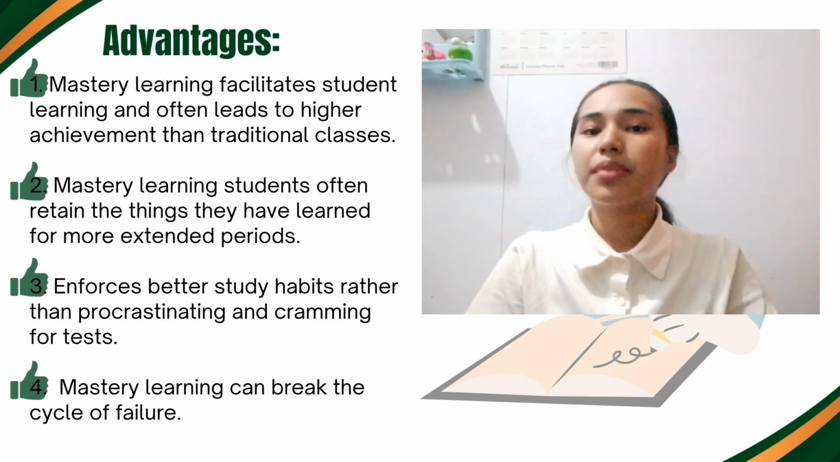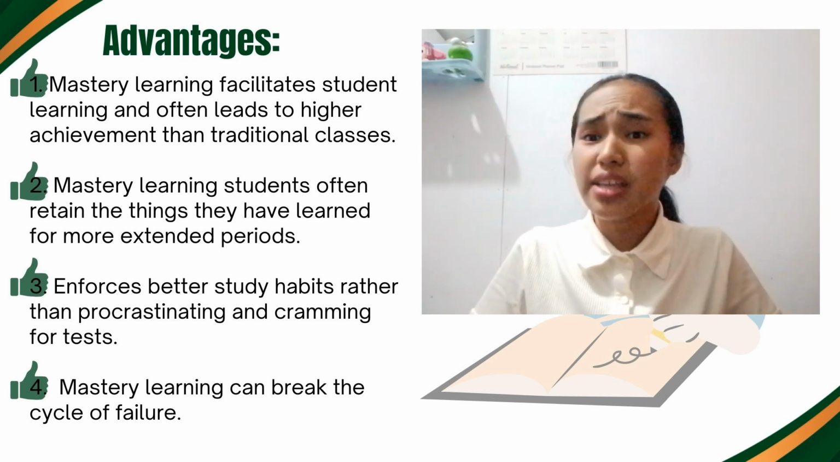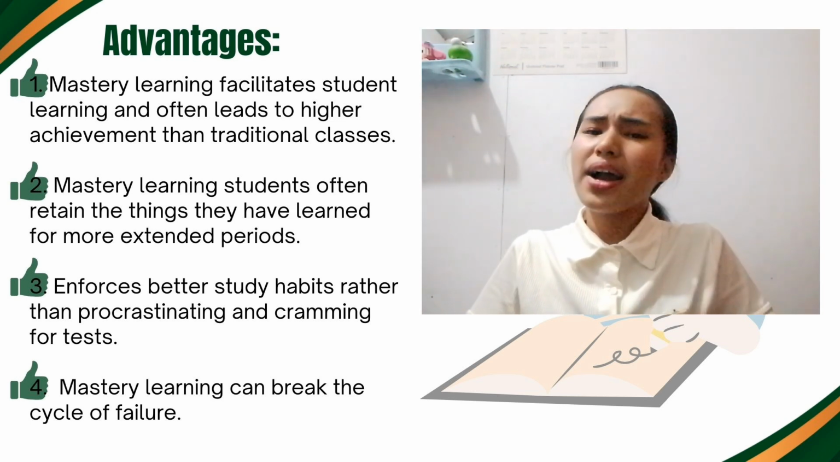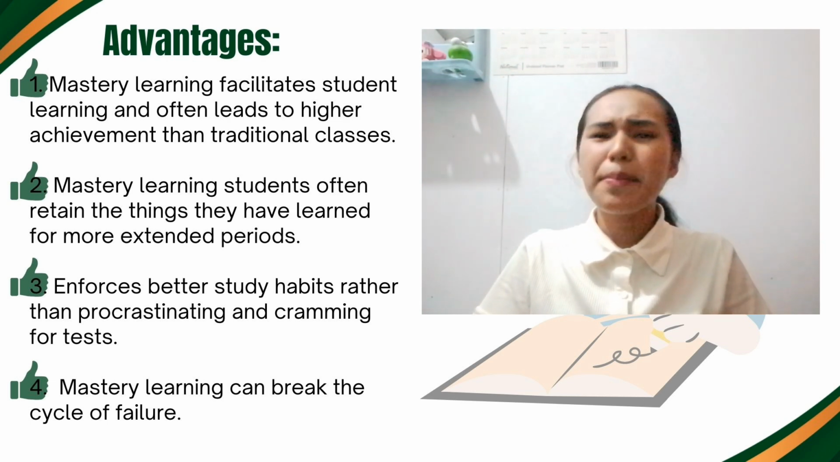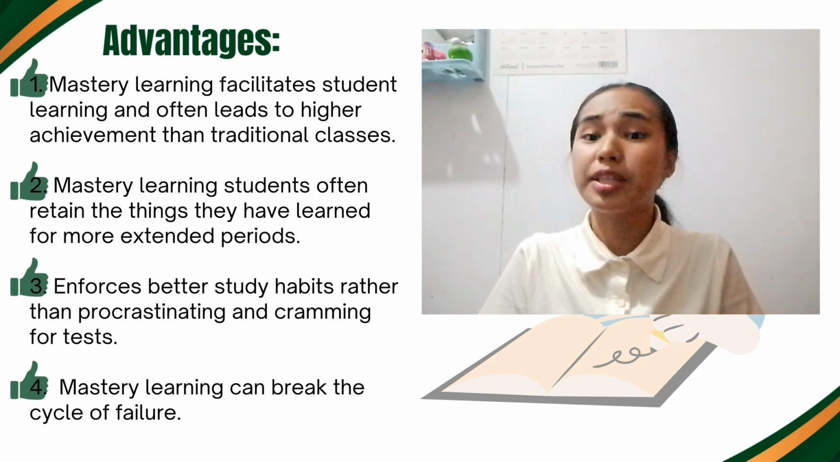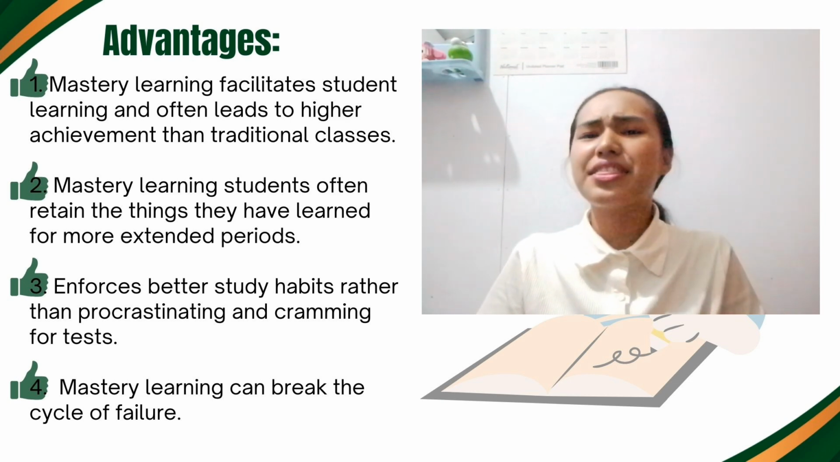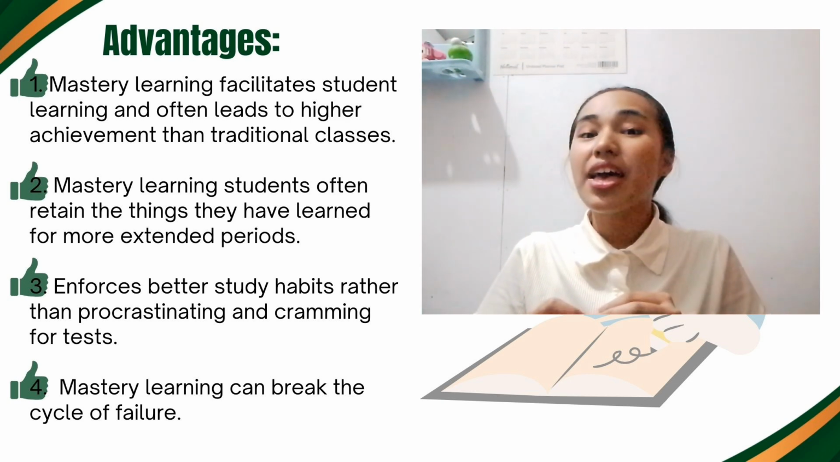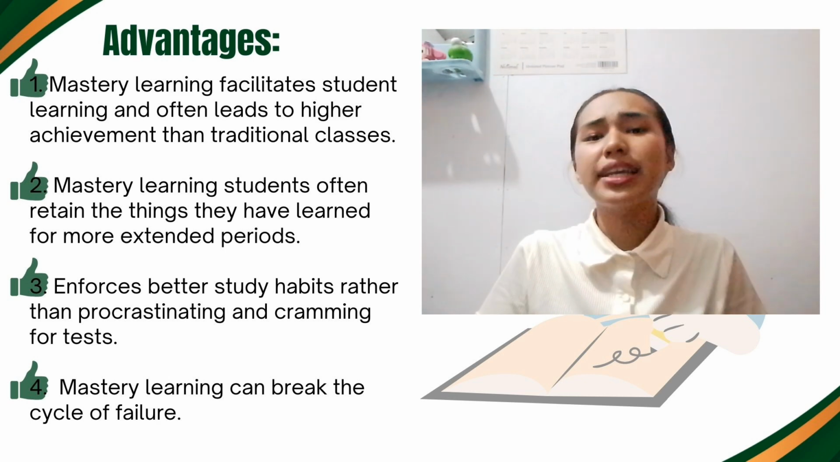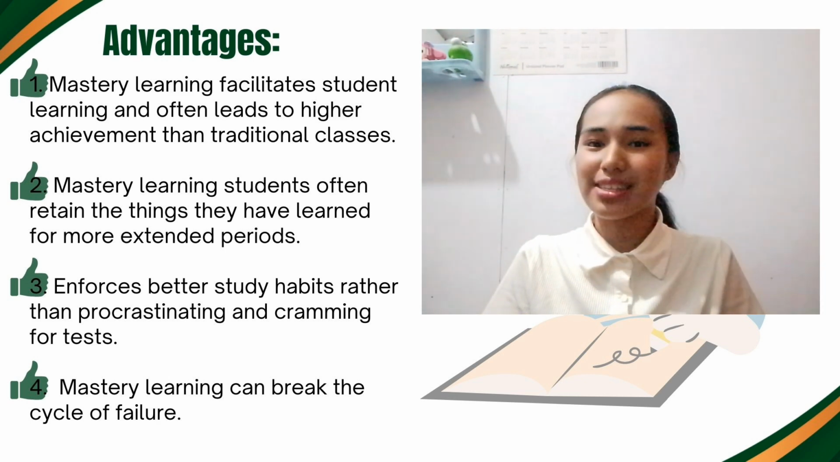Number 4. Mastery learning can break the cycle of failure. So, by allowing students to master each topic before progressing, mastery learning helps prevent repeated failures in understanding. This structured approach can build confidence and a positive learning environment, breaking the cycle of academic struggles.